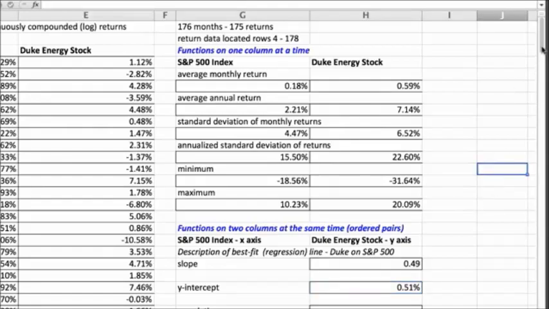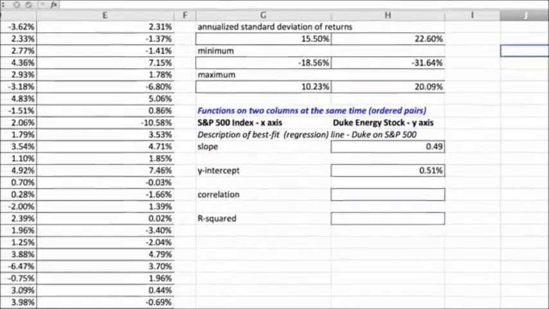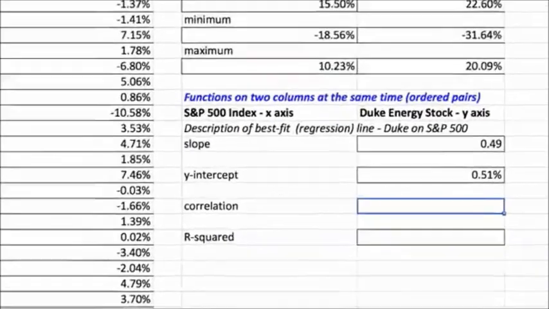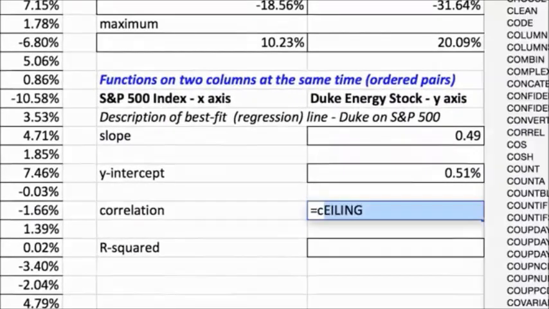Okay. Now, we've seen that these values move differently, but a common question is, how differently do they move? Are they always up together? Are they always down together? And Duke Energy just moves up more and down more, or do they have some independent movement? For this, we're going to calculate the correlation.